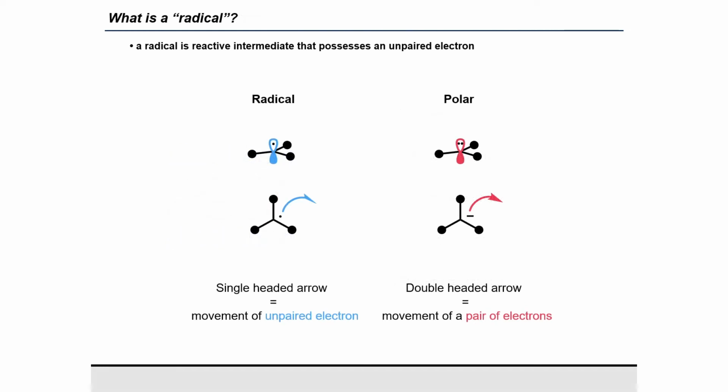First of all, it's important to consider what we mean by radical. A radical is a reactive intermediate that possesses an unpaired electron, and as you can see, in contrast to polar species, the movement of this single electron can be represented by a single-headed curly arrow, in contrast to the normal double-headed curly arrow we're used to seeing.